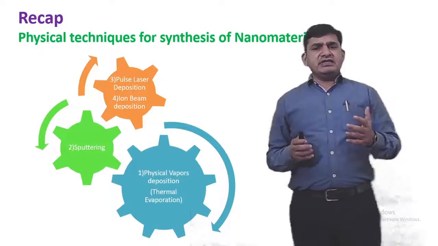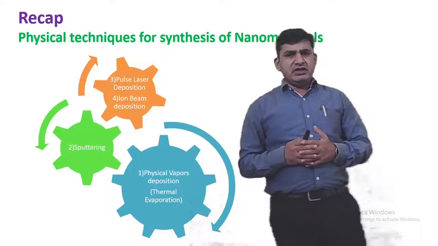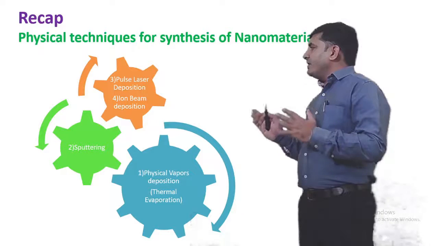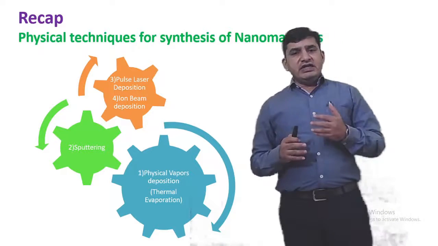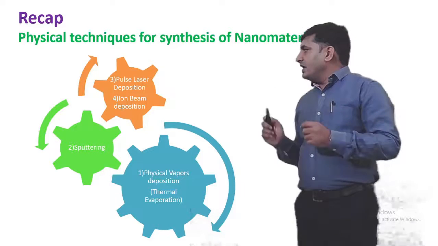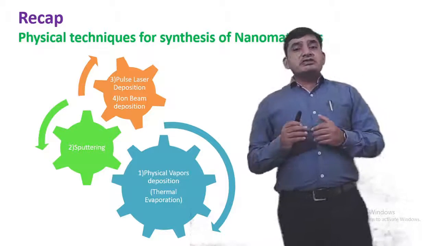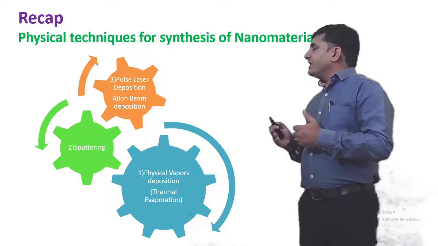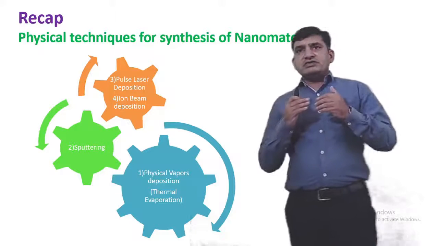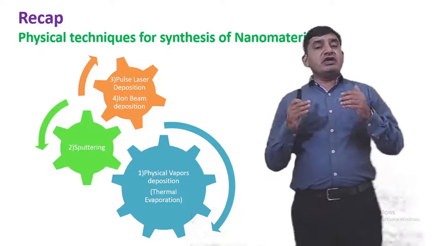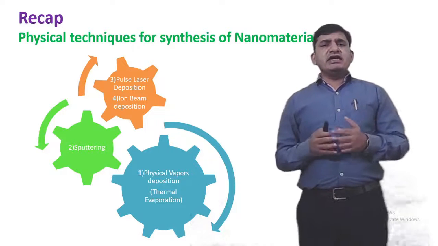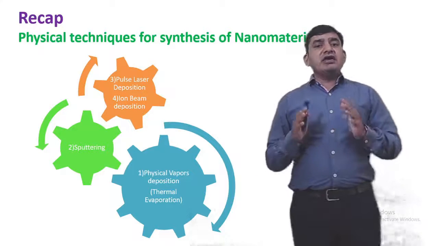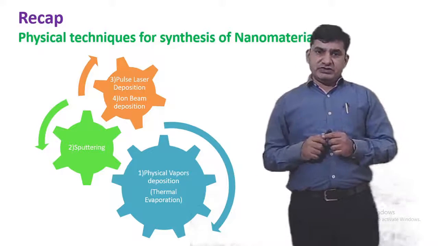So in physical techniques of synthesis of a nanomaterial, in the previous lecture, we discussed what is physical vapor deposition. That is thermal evaporation, in which the target material is heated so that it is converted into vapor form, and this vapor is deposited on a glass substrate. Then the second technique is the sputtering technique, then pulsed laser deposition and ion beam deposition techniques.